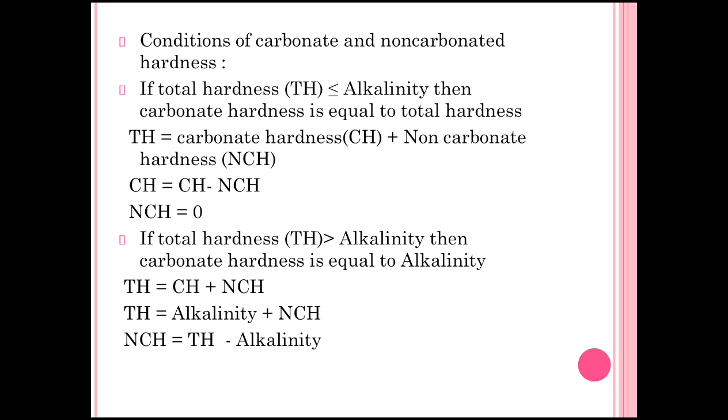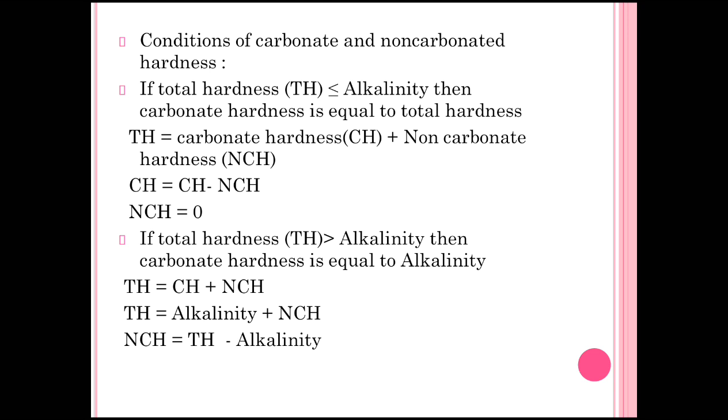Now the conditions of carbonate and non-carbonate hardness. If the total hardness is smaller than or equal to alkalinity, then the carbonate hardness is equal to the total hardness. Here TH is the total hardness, CH is the carbonate hardness, and NCH is the non-carbonate hardness. Now the total hardness is equal to carbonate hardness plus non-carbonate hardness. We write this as TH equals CH plus NCH, so that NCH is equal to 0, meaning the non-carbonate hardness is 0 whenever the carbonate hardness is present.